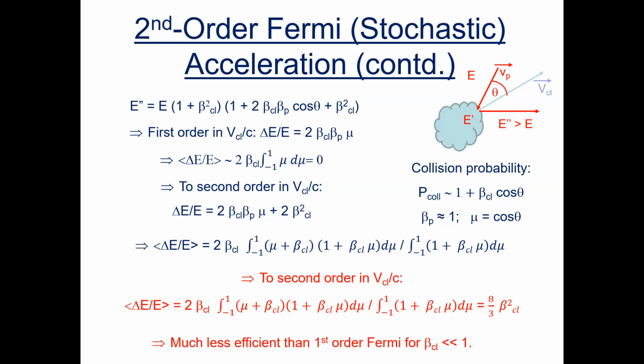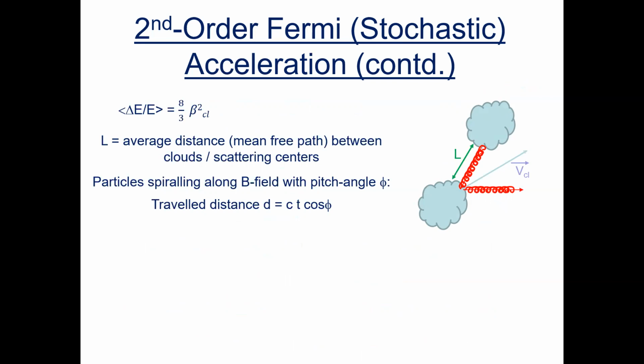That means, of course, if we have a non-relativistic shock, beta much less than one, then beta squared is much smaller than beta. So in principle, this second order mechanism is much less efficient, because you're constantly battling energy gain and energy loss and only gradually building up the dominant energy gain.